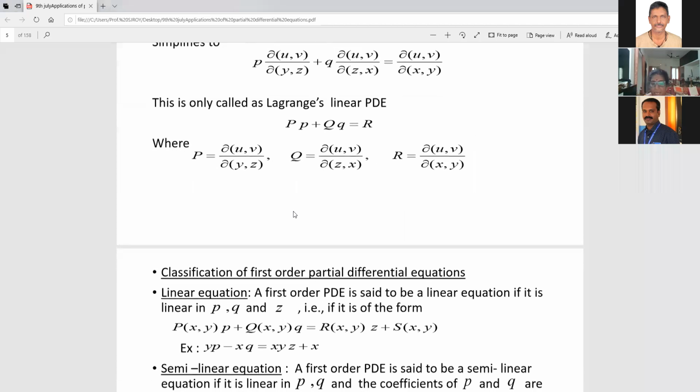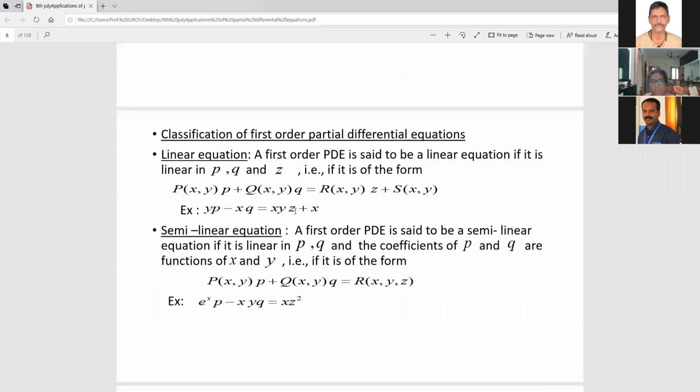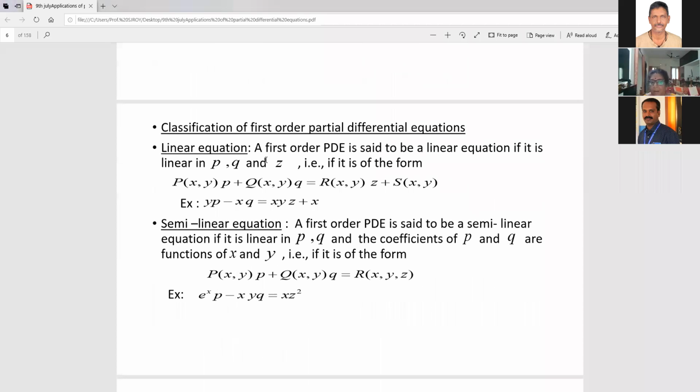Okay, let us see the classification of first order partial differential equations. A first order PDE is said to be linear if it is linear in small p, q and z. If you have capital P into small p, capital Q into small q equal to capital R into z plus S, a function of x, y, then we say this is a linear partial differential equation.